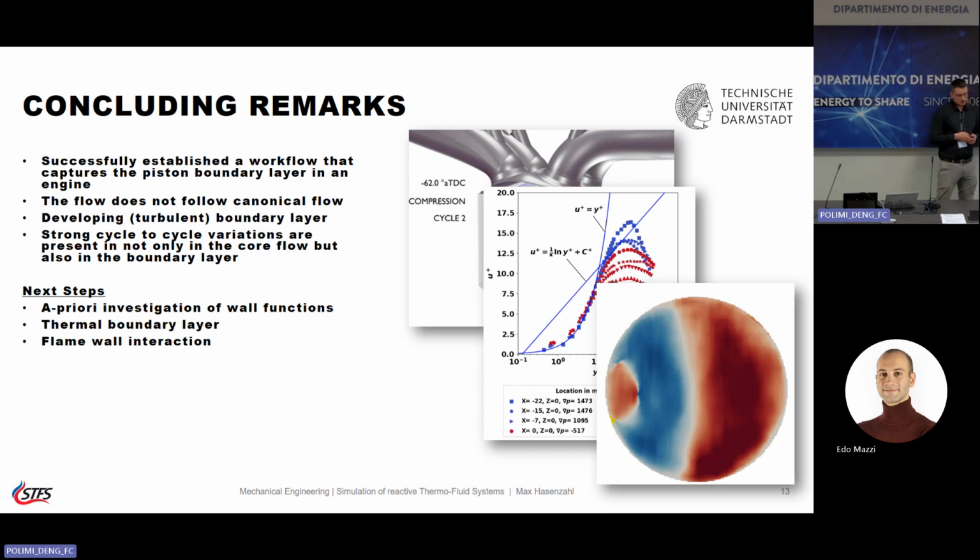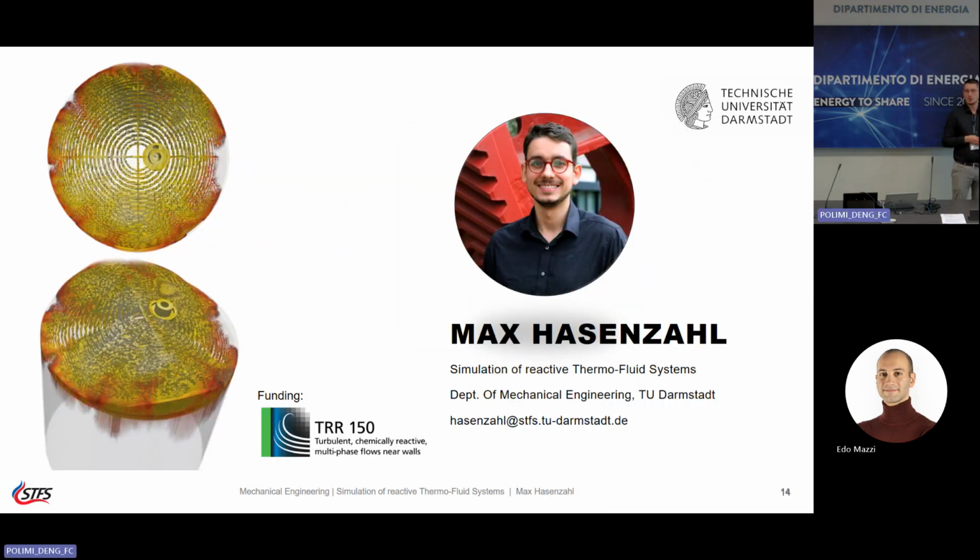Where we want to take this research next is do some a priori investigations, so use the data we have to test wall functions, see what their prediction error is. Also, what's maybe also very interesting for engines is go look at the thermal boundary layer. And eventually, we want to do this all in reactive cases, so look at flame wall interaction and see how the boundary layer behaves there. And I'm open for questions.